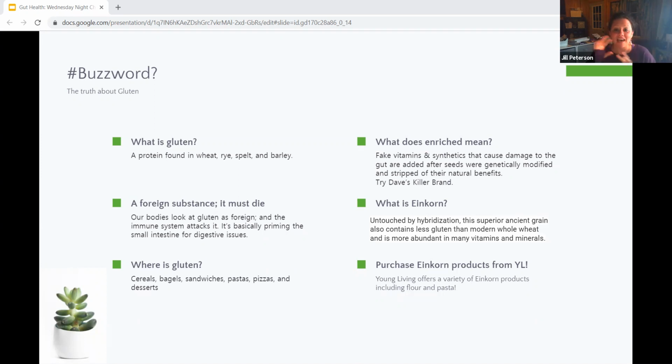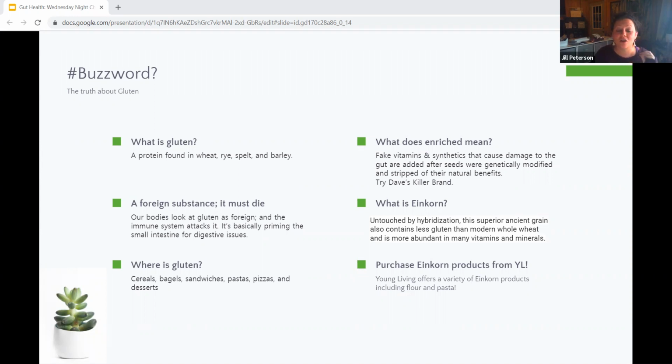So once they even get it to the lab, after it's been genetically modified through the seeding process, it becomes enriched. And enriched is a scary word. If you see enriched on any of your bread products, you really should run the other way as fast as you can, because what enriched means is that it's been processed with fake vitamins and synthetics. They literally rip all of the good vitamins, all of the good things out of that product, and then they put this fake stuff in it. It's synthetic, and it can really cause unbelievable damage to your gut.